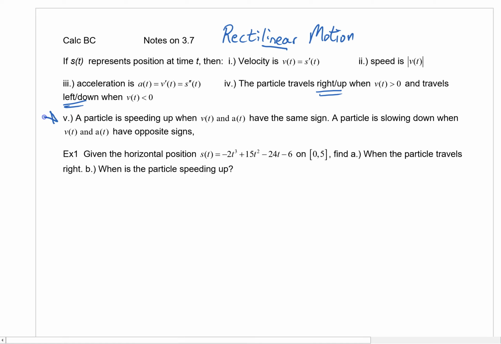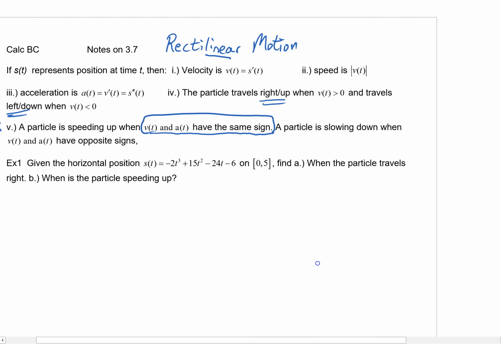One last thing, and this is important, Roman numeral 5 here. A particle is speeding up when velocity and acceleration have the same sign. They're either both positive or both negative. And a particle is slowing down when velocity and acceleration have opposite signs. Okay? I think what can puzzle kids sometimes is the issue about velocity and acceleration having the same sign being negative. Think about that just for a second.